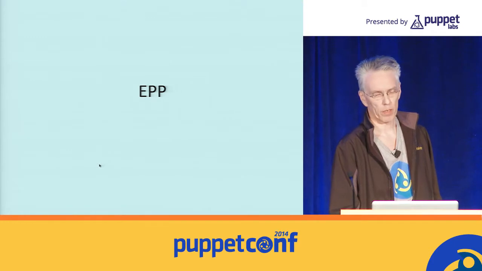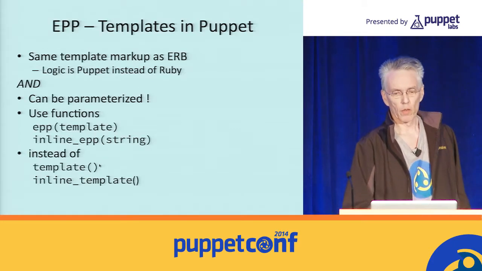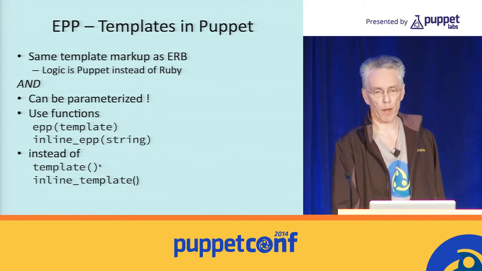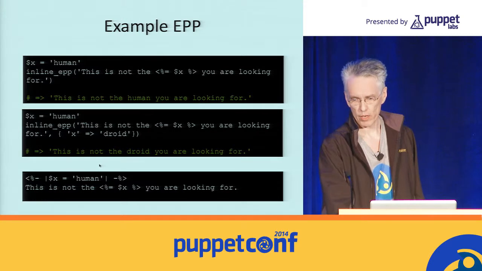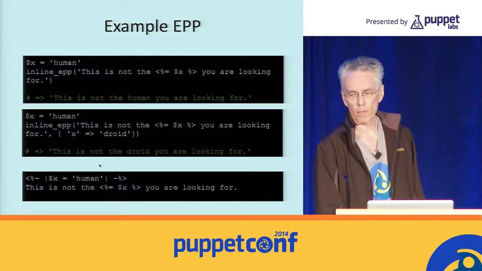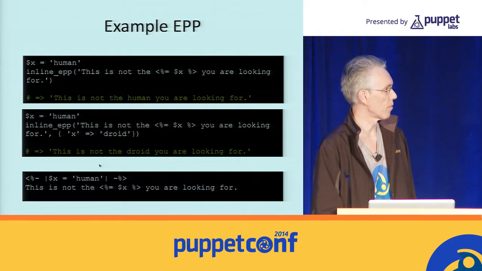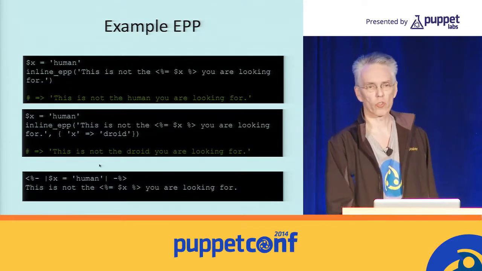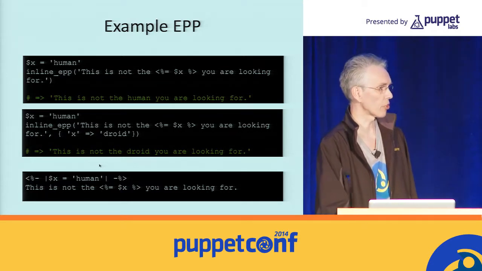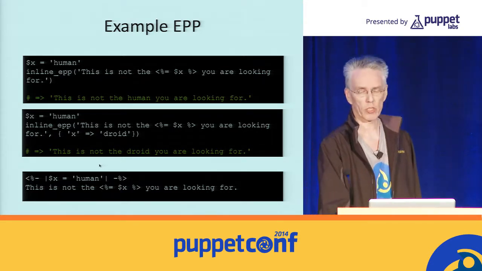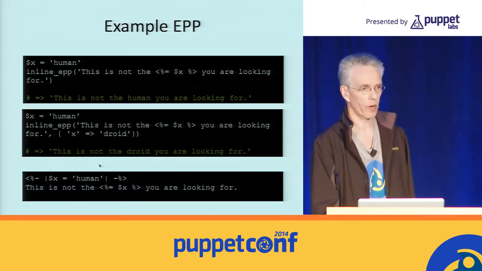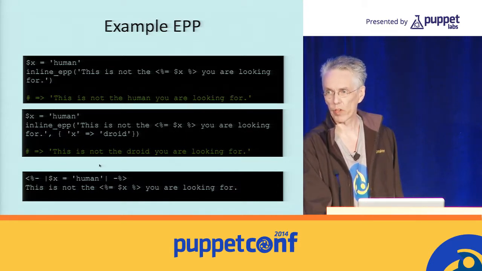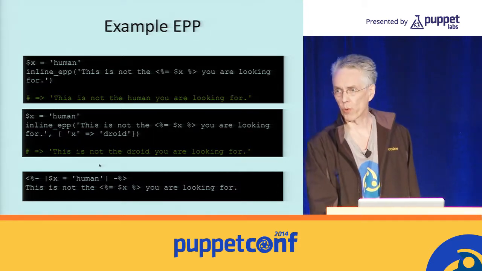EPP, embedded Puppet, which is basically like ERB templates, only that the logic is now Puppet logic. So here are some examples. And what's different from the ERB world is that we can specify that these templates take parameters. That is, they become like functions. And you have to pass those parameters in. And it cannot see the parameters in the scope where you're using the template, which is an enormous problem because they become specific to a particular scope where you invoke these templates.